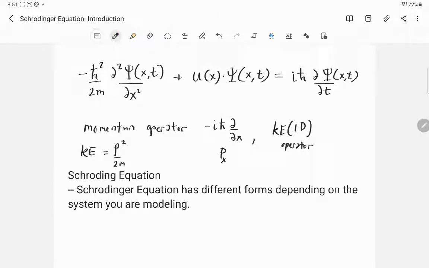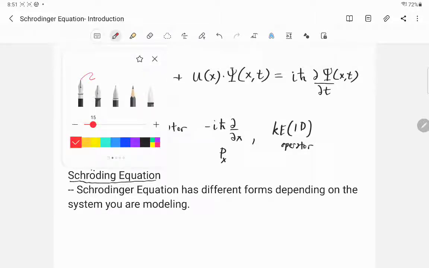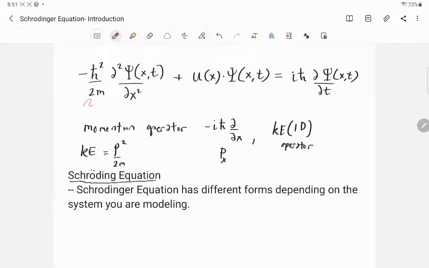So the Schrodinger equation, remember the person's name really has this umlaut on top. This up here, let me put it in red, is the Schrodinger equation.